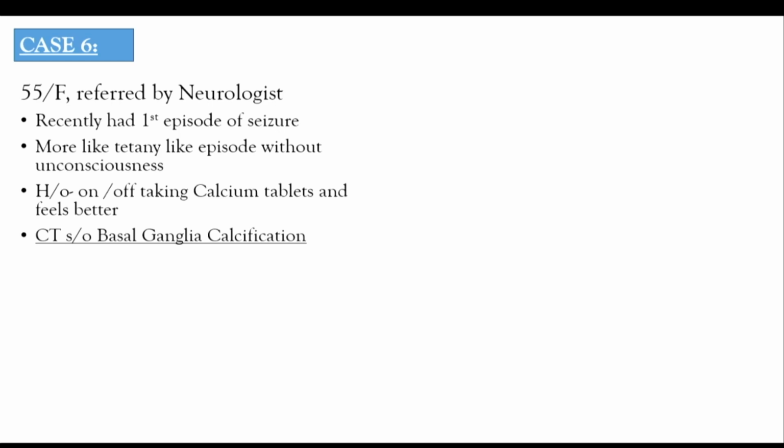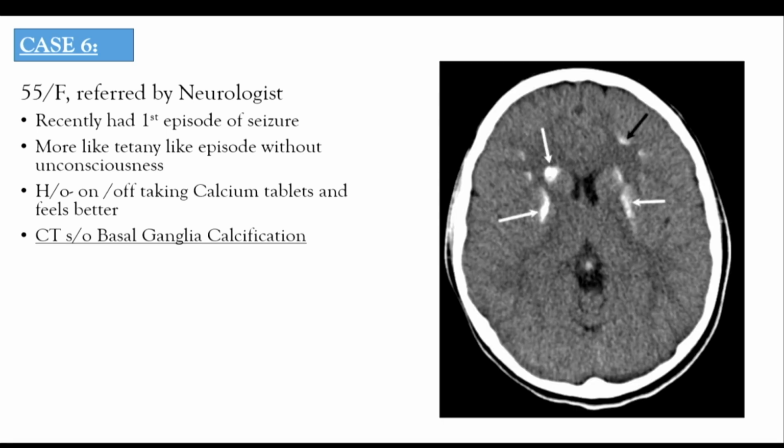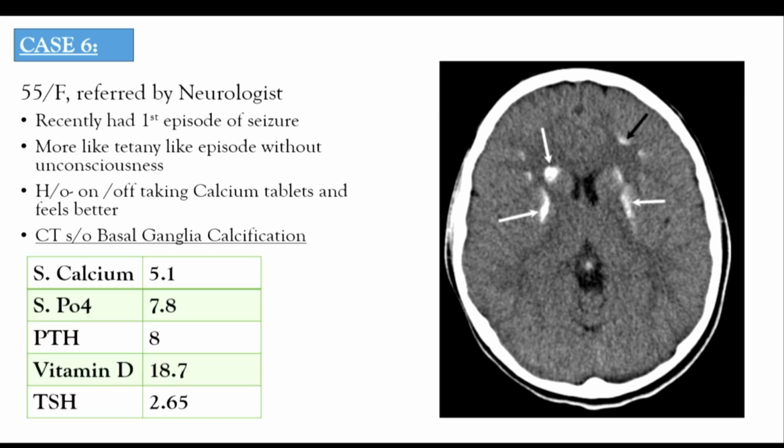So again, a case of hypocalcemia: a 55-year-old lady referred by the neurologist because she had a first episode of seizure, and the CT scan showed basal ganglia calcification. This is a typical prototype case of hypoparathyroidism because calcium is 5.1, phosphorus is 7.8. So low calcium, high phosphorus, and again low PTH. So it is a PTH deficiency or hypoparathyroidism.